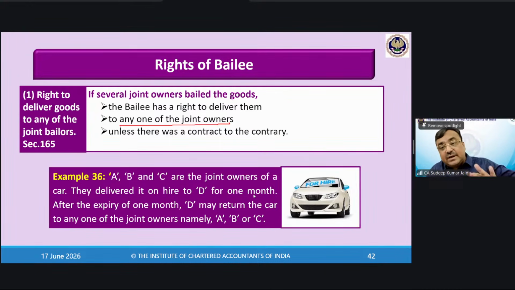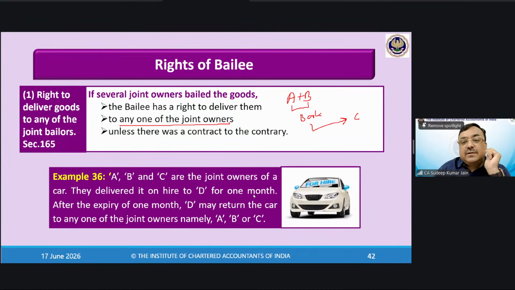Means if there is a specific contract. Suppose A and B both are owners of a book and they give it to C. So C has the right to return the book to either A or B. But if it is decided in the contract between A, B, and C that the book will be returned only to B, or returned to the bailors only when they both are at one place, so this is the contract to the contrary.